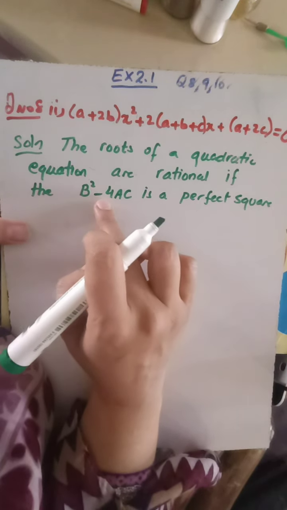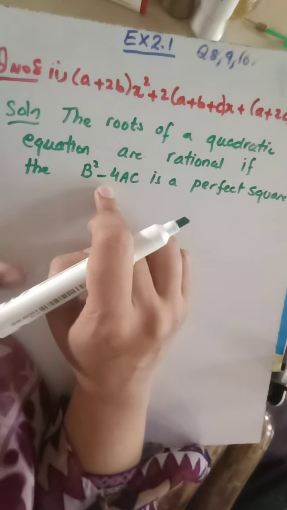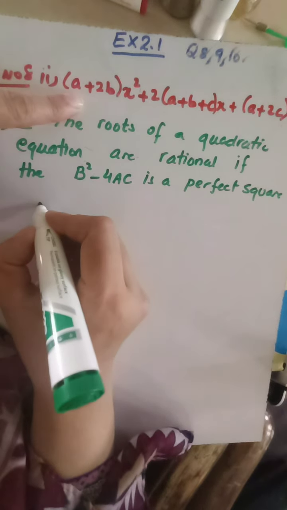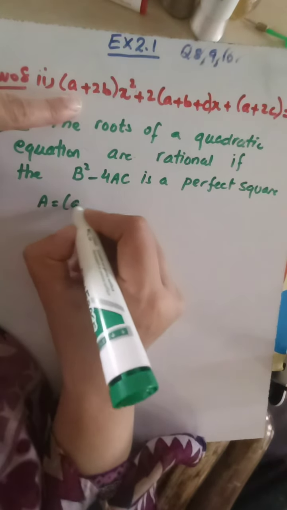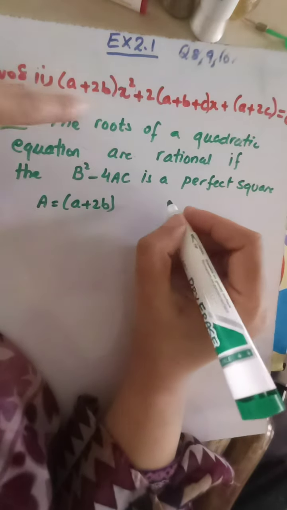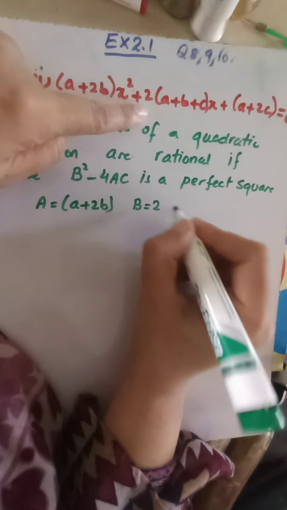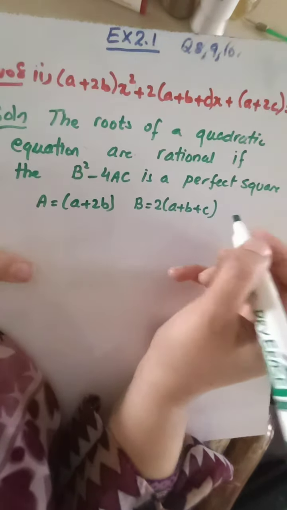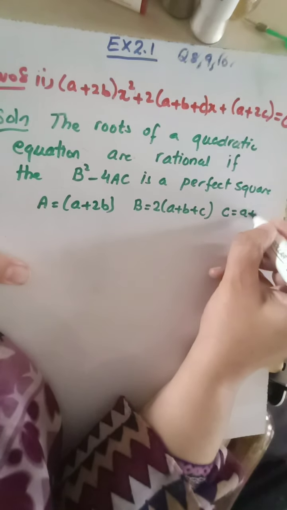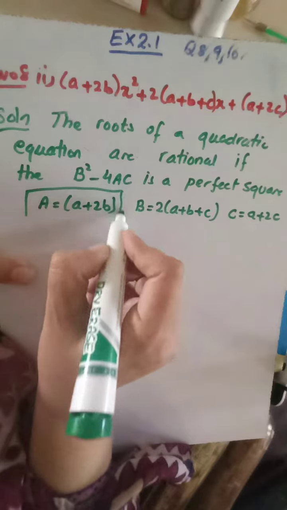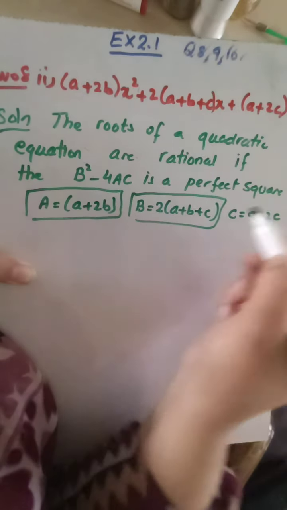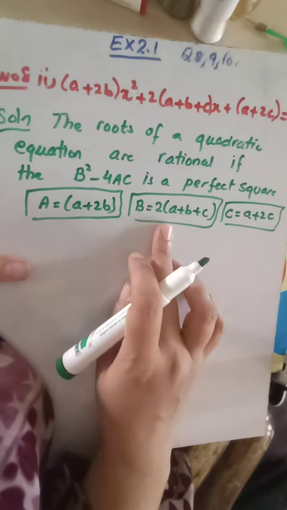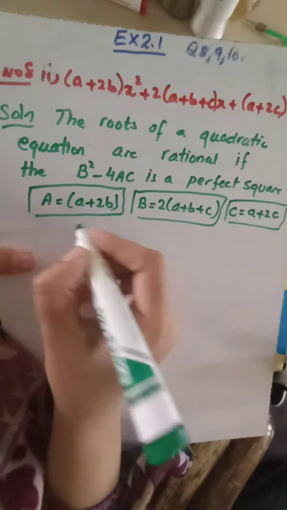For that, first of all, obviously we are going to calculate B square minus 4AC. Now in this equation, the coefficient of x square is a plus 2b, which is capital A. The coefficient of x is twice of a plus b plus c, which is capital B, and the constant term is a plus 2c, which is capital C. Okay, so A is this, B is this, and C is this for this equation. Now we are going to calculate B square minus 4AC.